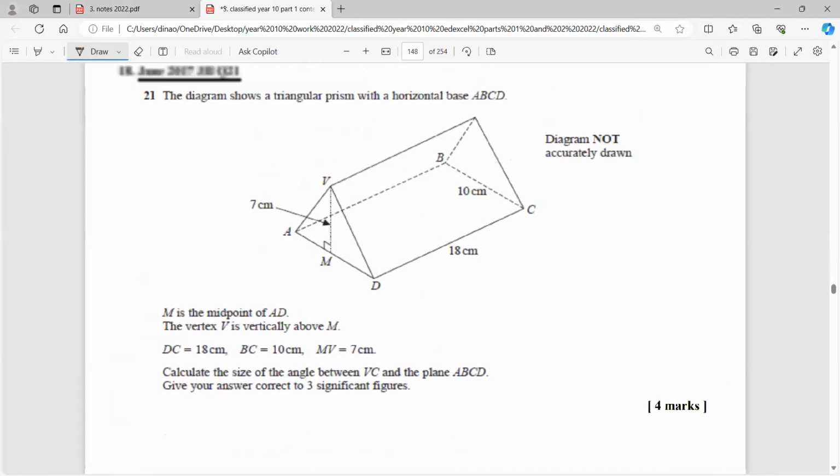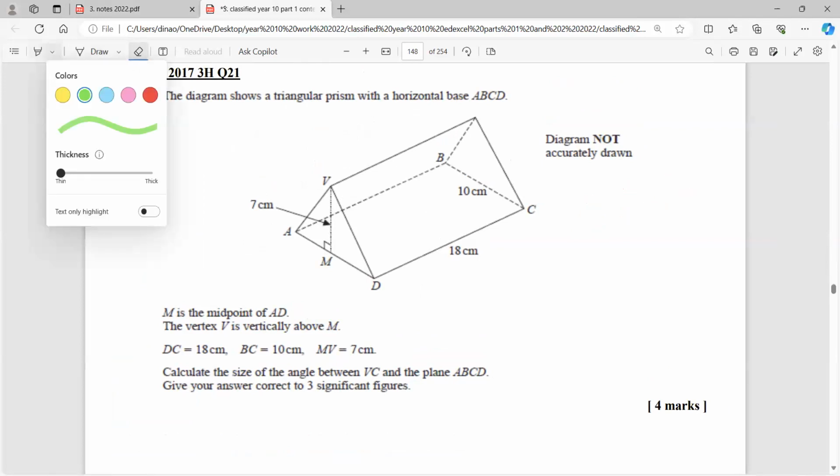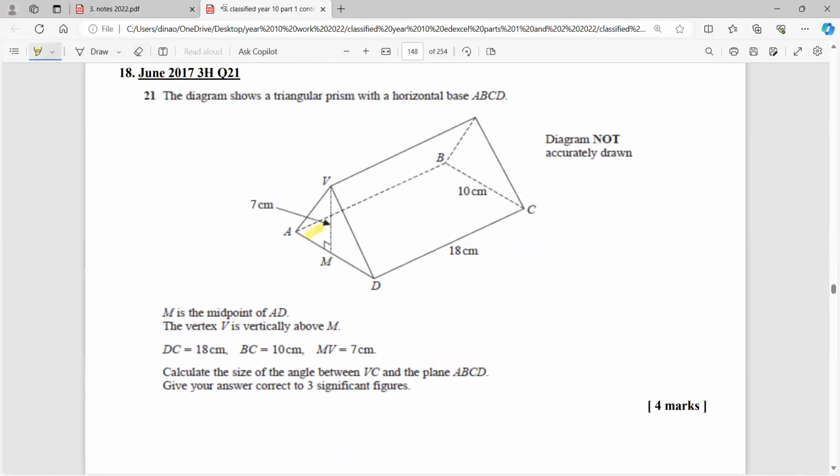Okay. So as you can see, here it says the diagram shows a triangular prism with a horizontal base. Now you have to know the components of the triangular prism. A triangular prism is 2 triangles and 3 rectangles. 2 triangles and 3 rectangles. And of course, let me show you where are the rectangles. The rectangles are, this is the one that we have in the base. And of course since it's a rectangle, then the angles are all 90 degrees.